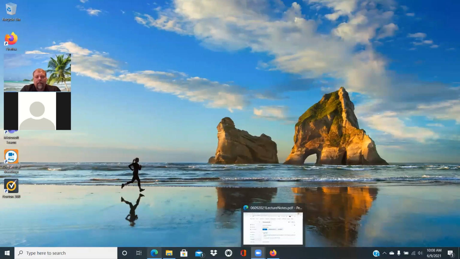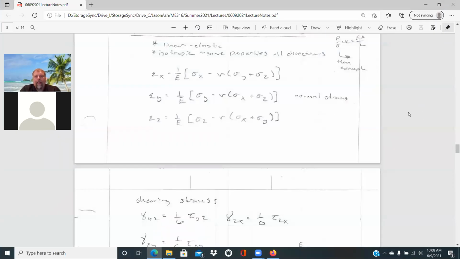And I'll share my screen. And we'll get back into it. We're 8 pages in of 14 pages, so we have 6 to go. I think we'll do good.